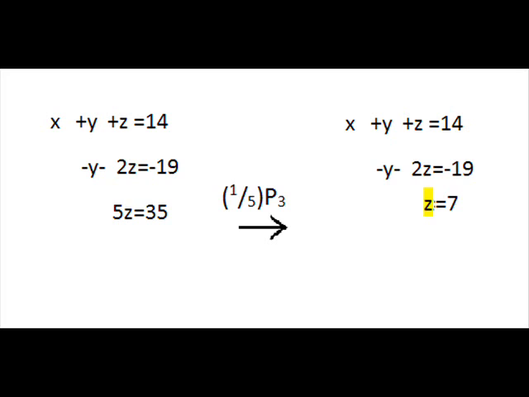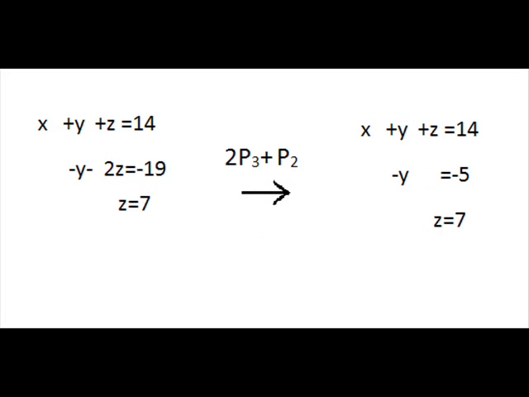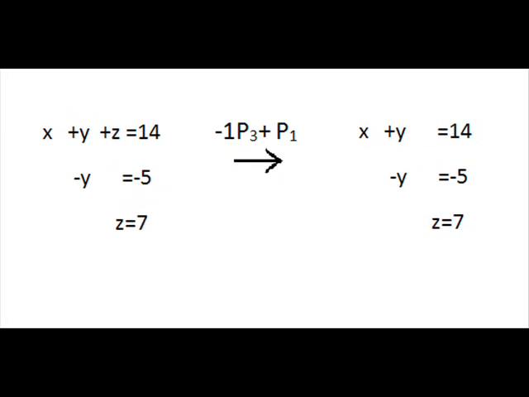Now we must make z in row 3 the only non-zero entry in its column. We will multiply row 3 by 2 and add that to row 2. We will now multiply row 3 by -1 and add that to row 1. Z is now the only non-zero entry in its column.